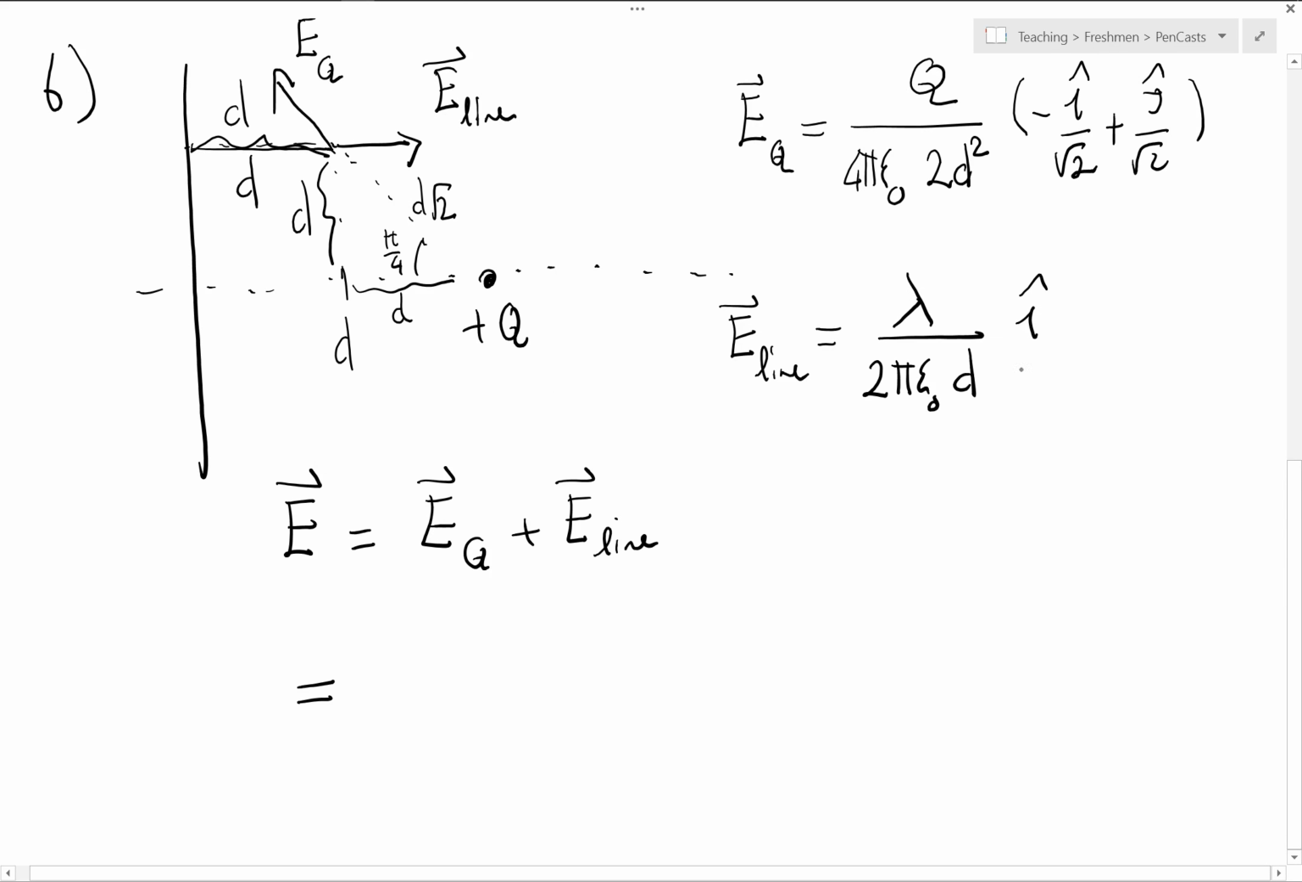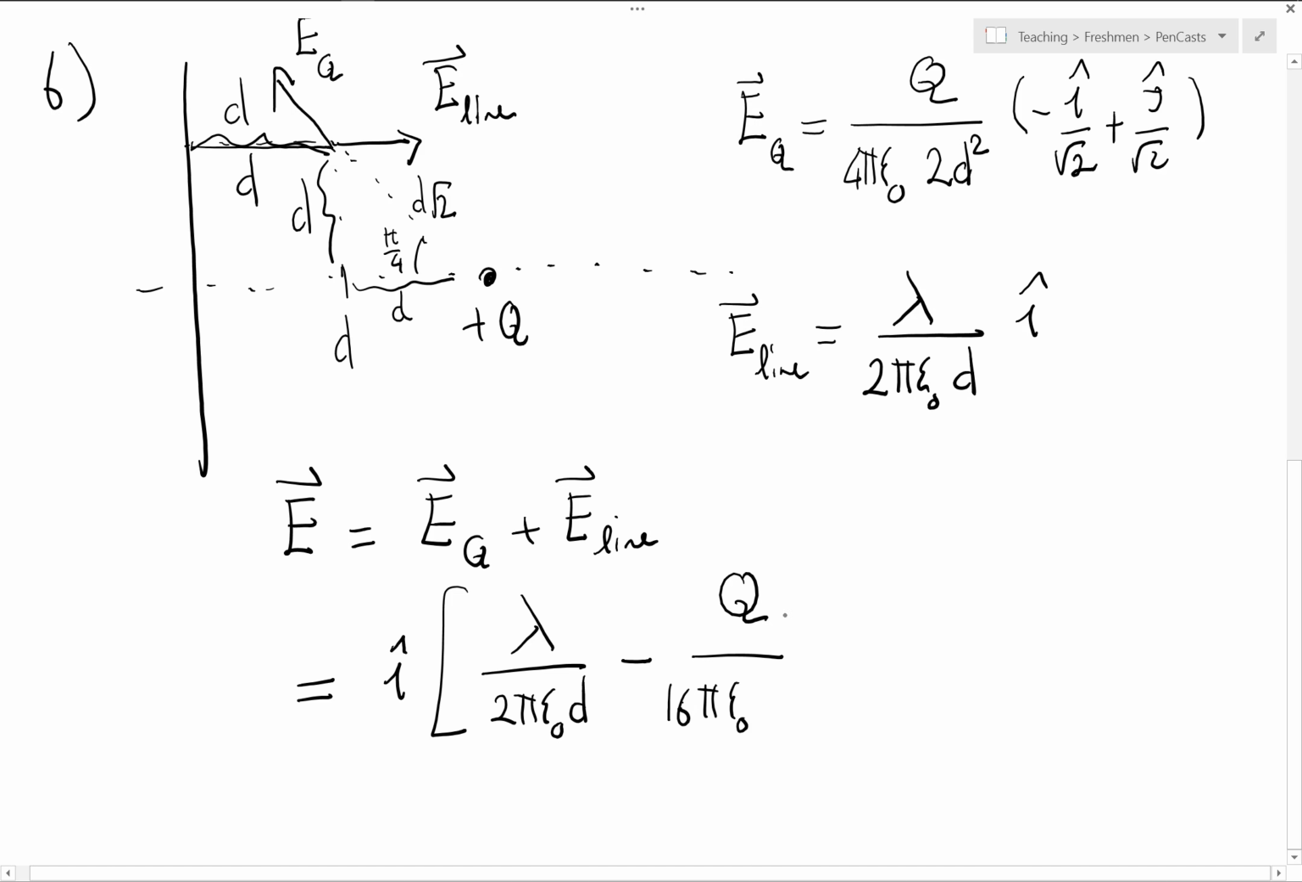So in the i hat direction, in the x direction, I have two contributions, lambda over 2 pi epsilon 0 d, that's a positive contribution, and then I have the negative contribution, q over 8 pi epsilon 0, and I'll actually do it as follows. This is 1 over square root of 2, so I'll actually write it as 16 pi epsilon 0 square root of 2 d squared. You don't have to do this, but I like square roots in the numerator.